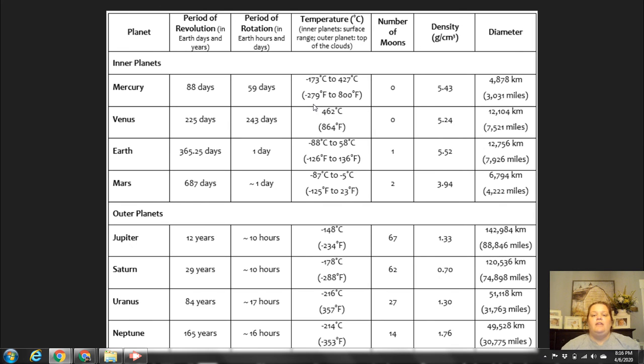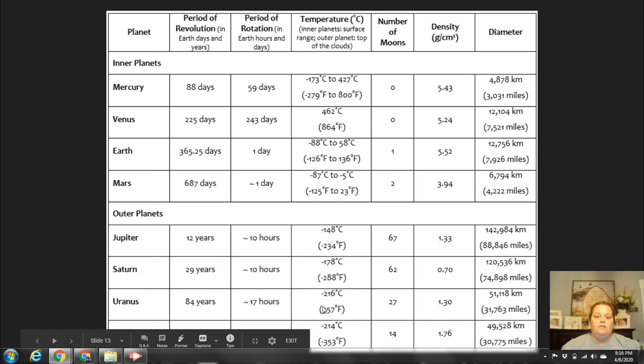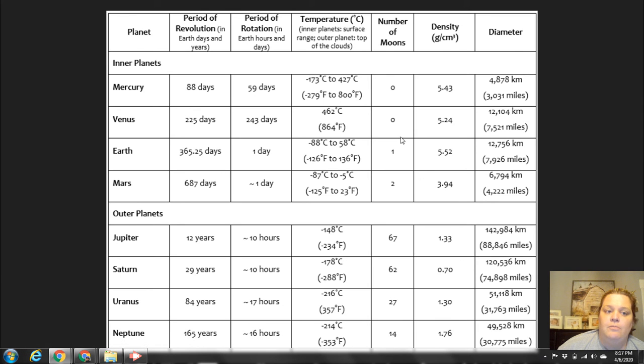You're going to notice that as we get further out, the colder it gets because it's getting further away. So it can go all the way to, this is supposed to be a negative. Oh, my bad. That's my fault. So it can go all the way to a negative 357. Like, as soon as you stepped outside, you'd be in trouble. Number of moons, as you can see, Mercury and Venus don't have a moon. Earth has 1, Mars has 2. Jupiter has 67, and Jupiter has one of the largest moons.